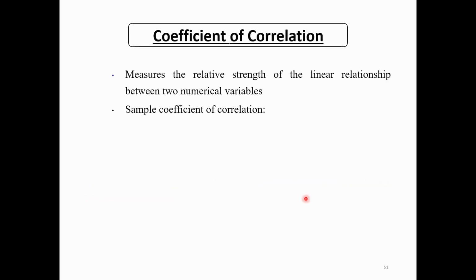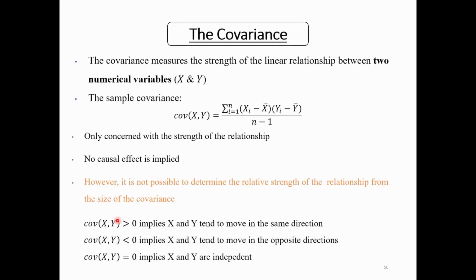We use the coefficient of correlation, which measures the relative strength of the linear relationship between two numerical variables. Now, in the previous slide, if we get a positive value for covariance, that tells us x and y are moving together in the same direction. If you get a negative value, x and y are moving in opposite directions. If you get covariance 0, it tells you x and y are independent. But this doesn't tell us the relative strength between the two, right?